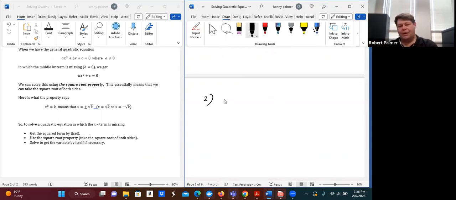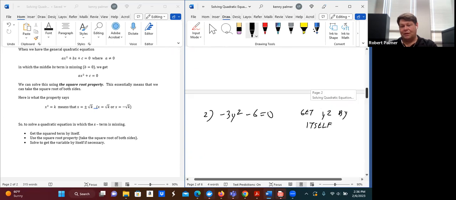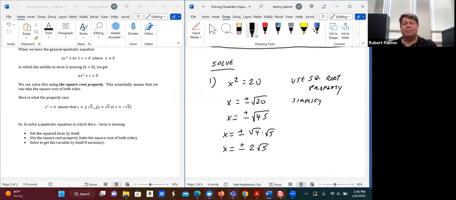Okay, let's say we have this one. Negative 3y squared minus 6 is equal to 0. Okay, now this kind of looks more like this right here. Once again, with the same thing, there's no middle term, there's no single y term. So what we're going to do first here is get the y squared by itself. I'm going to make it look like the one we just did. Put it in this form where we have x squared equals some constant.